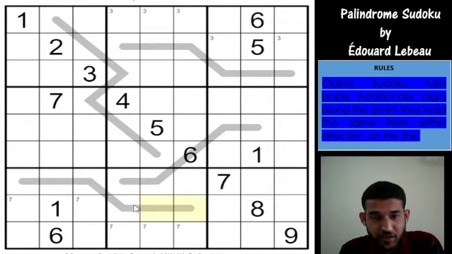Okay, so 8 is not in these 3 cells, which means these 3 cells cannot take 8. So 8 goes here and 8 goes in these 3 cells, right? 8 can be eliminated from here because you can quickly see that this cell cannot take an 8. So 8 is in one of these 2 cells.